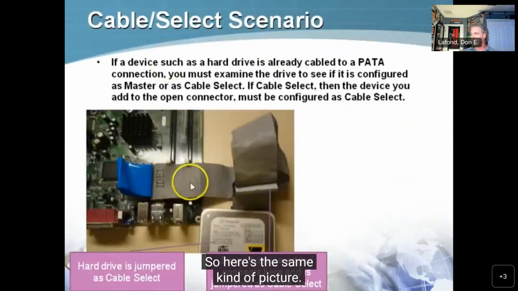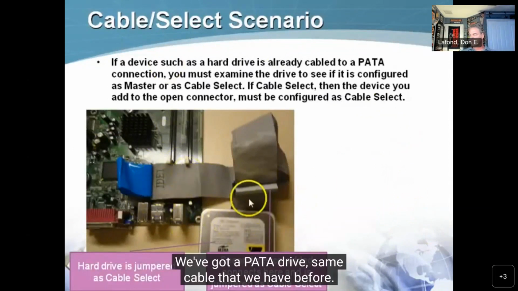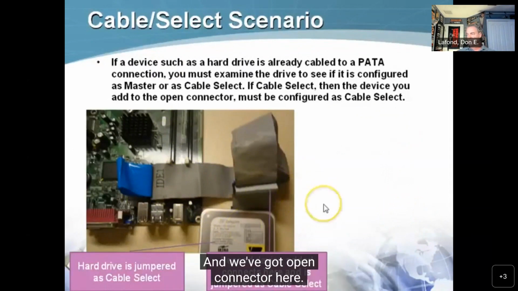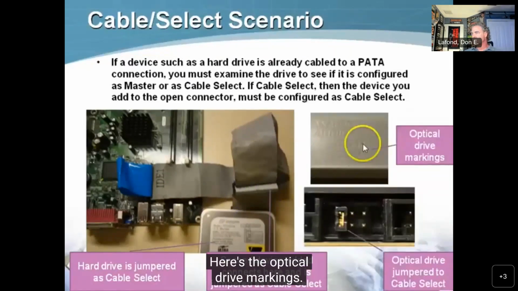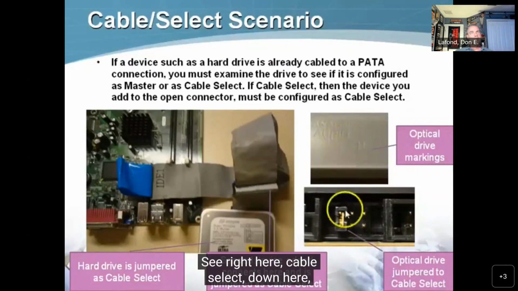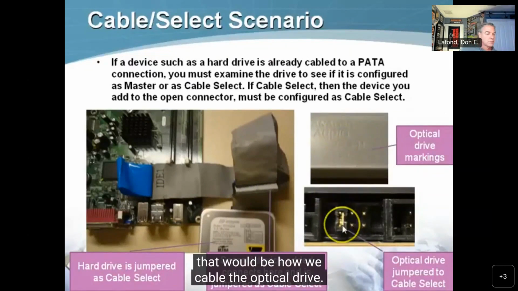So here's the same kind of picture. We got a PATA drive, same cable that we had before, but this time our hard drive is jumpered as cable select, and we've got an open connector here. We want to add an optical drive. Here's the optical drive marking. So look how the jumper is different. See right here, cable select down here. That would be how we cable the optical drive.